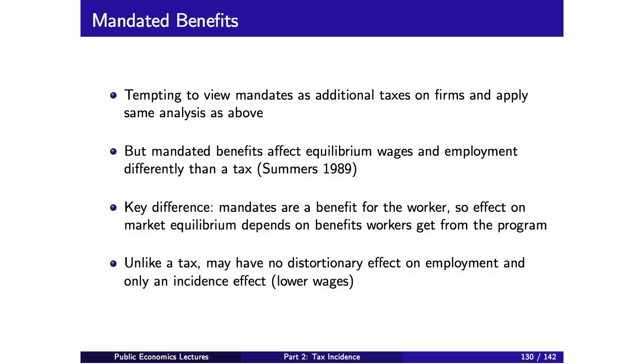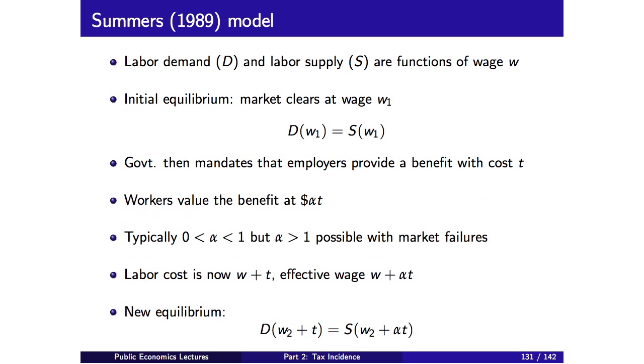And so mandates create benefits for the workers, so the effect on market equilibrium ends up depending not only on this tax effect, which we've talked about, but on the benefits workers get from the program, okay? And in the extreme case, unlike a tax, mandates may end up having no distortionary effect on employment and only an incidence effect. That is only an effect on wages. So let's talk about why this is.